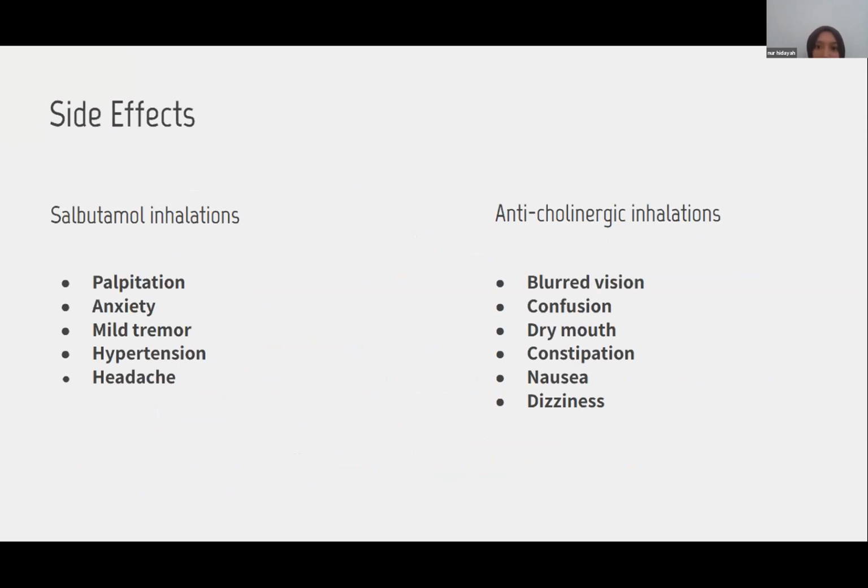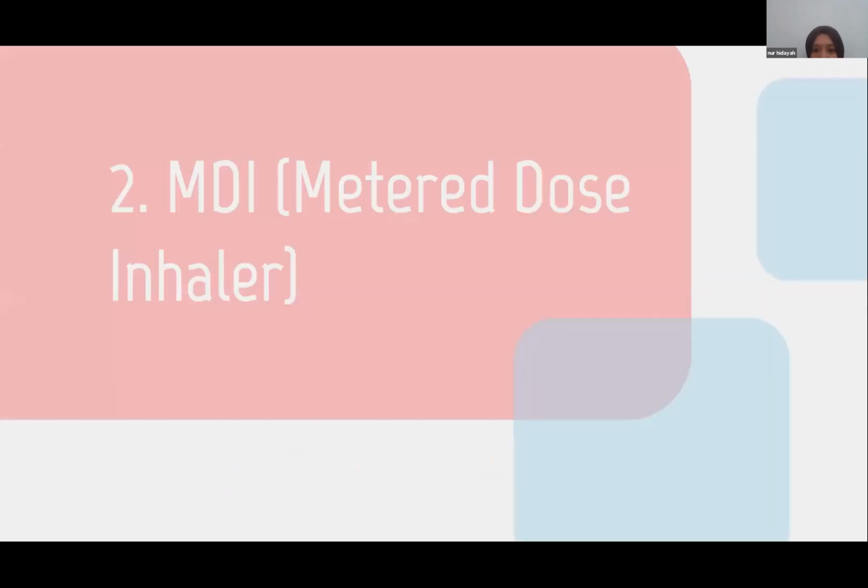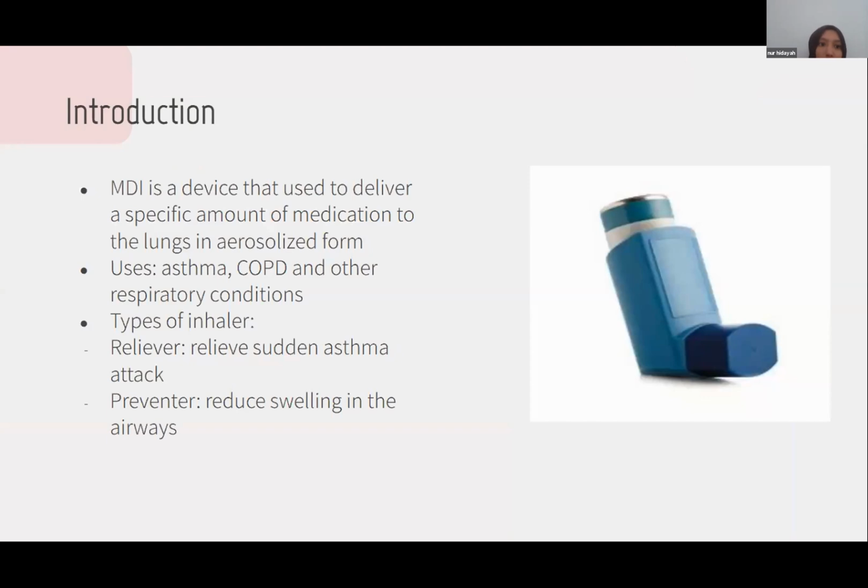And for anticholinergic inhalation, the patient might have blurred vision, confusion, dry mouth, constipation, nausea, and dizziness. So we move to the next one, MDI, which means metered dose inhaler. An MDI is a device used to deliver a specific amount of medication to the lungs in aerosolized form. It is used for asthma, COPD, and other respiratory conditions.